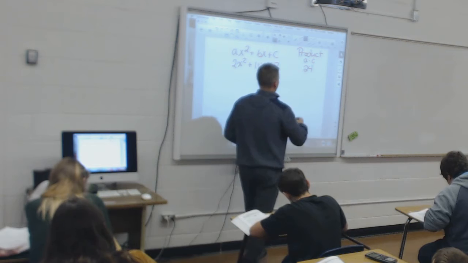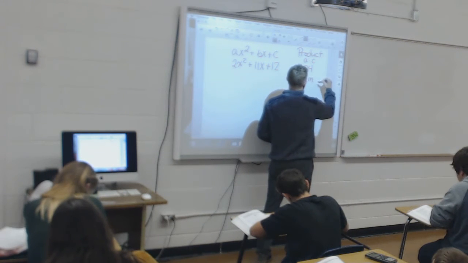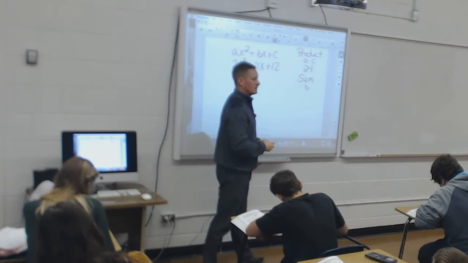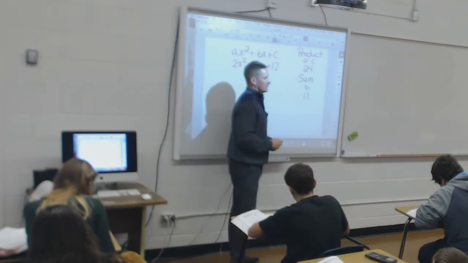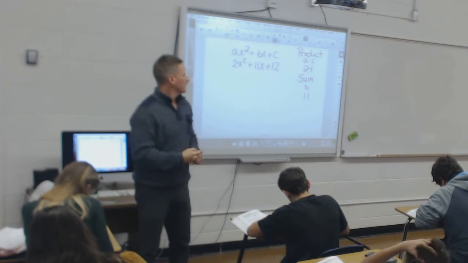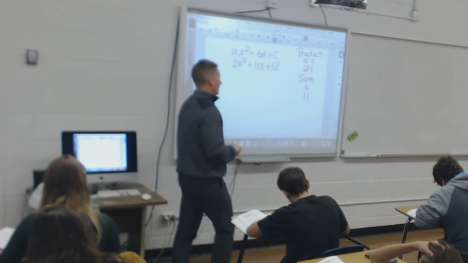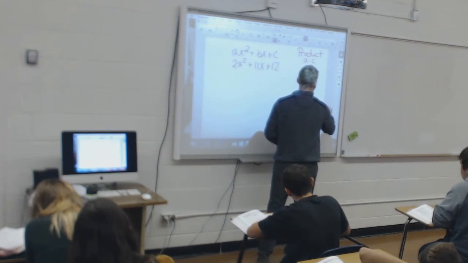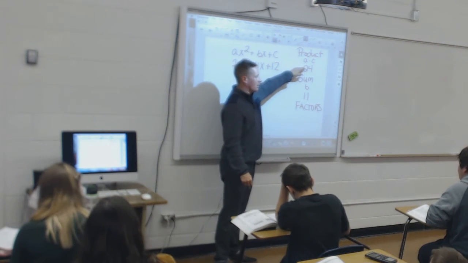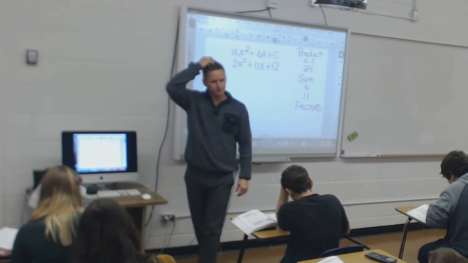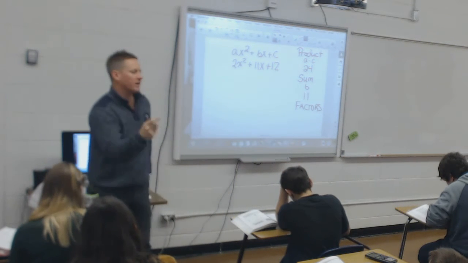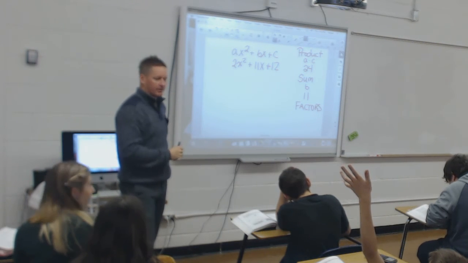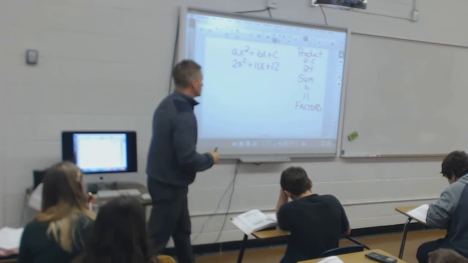My sum is my b value. In this case, what is my b value? It's 11. And what I need to do now is find the factors of 24 that add to give me 11. What 2 numbers do I multiply together to get 24 and add to give me 11? 8 and 3. Very well done. So I'm going to write those right here.